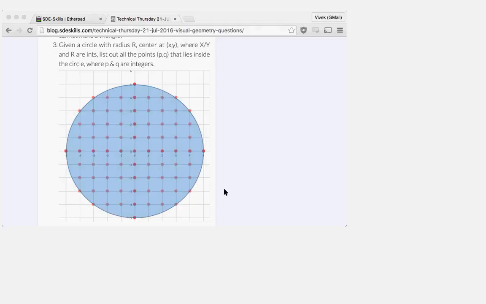Okay. Is it in or out? 4, 1. Is it in or out? In. If it's in, then go up. 4, 2. Is it in or out? In. If it's in, then you go up. This is 4, 3. Is it in or out? In. Then I go up. This is 4, 4. In or out? No, out. So then I go left.